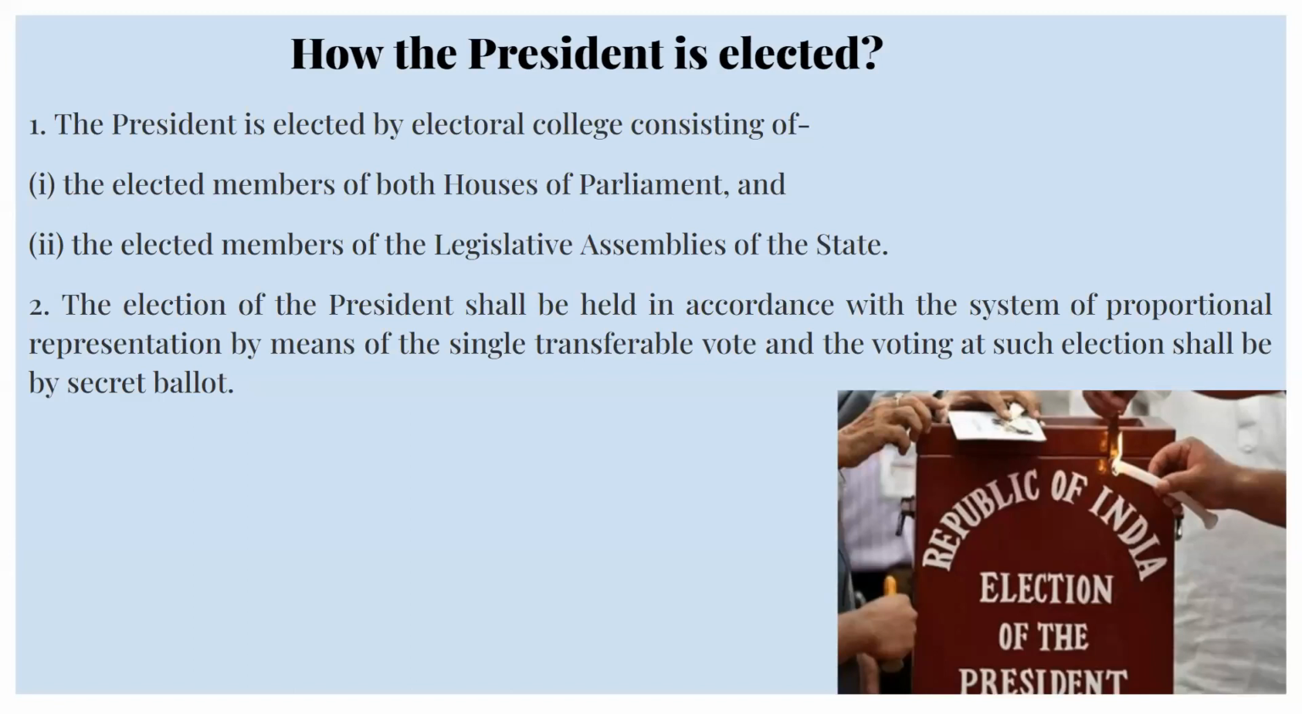Let's see how the president is elected. The president is elected by an electoral college, and that electoral college consists of the members of both houses of parliament, that is the Lok Sabha and the Rajya Sabha, and the elected members of the legislative assemblies of the states, and it also includes the union territories of India. The second part of the process is that the election of the president is held by means of a single transferable vote, and the voting is done by secret ballot.